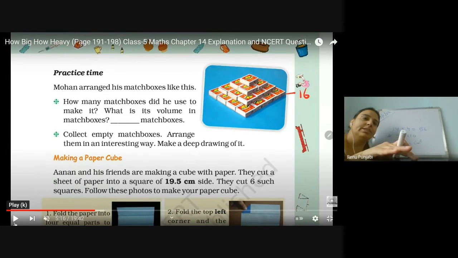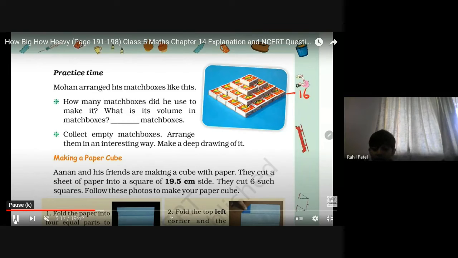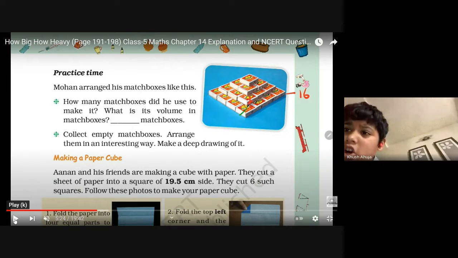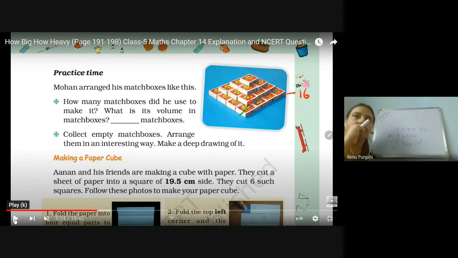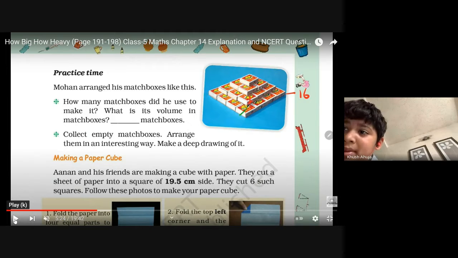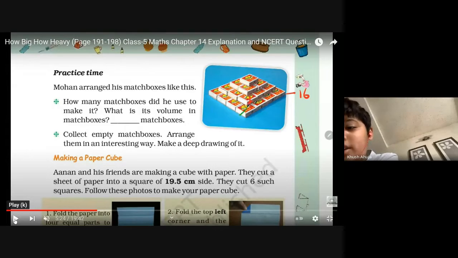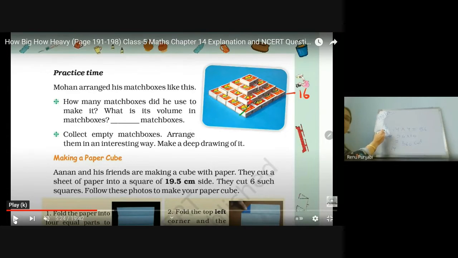Let me check. 30 is the answer. How? Will you explain? Please explain. Ma'am, in the first row there will be 16 match boxes. Then in the second row, there will be 9 match boxes. And then in the third row, there will be 4. Then 16 plus 9 plus 4 plus 1. 16 plus 9 is 25. 4 plus 1. 10, 14 plus 6. 25.